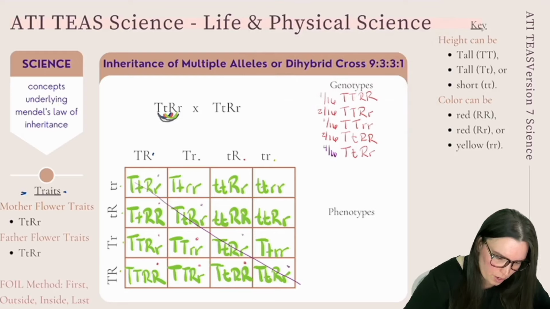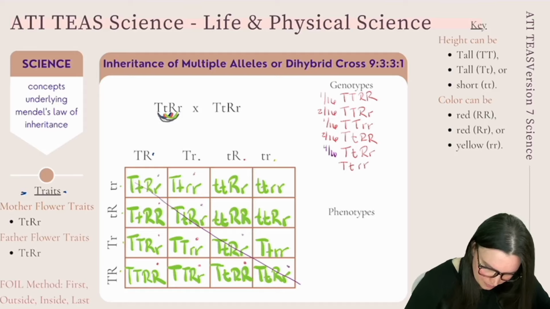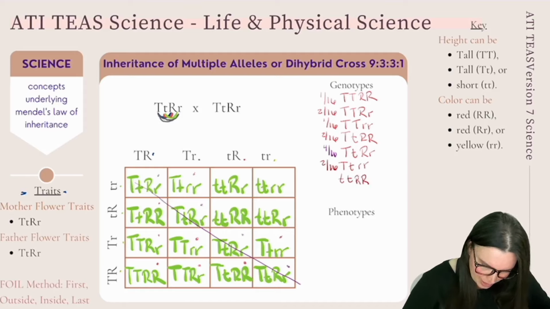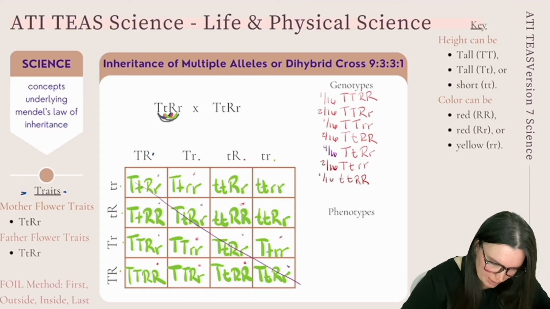Moving on to our big T, little r. We're gonna have two of those. We have one here, and we have one here. So we have 2/16 of these. Then we have big R. And again, we have one of these right here. So we have 1/16 of these.